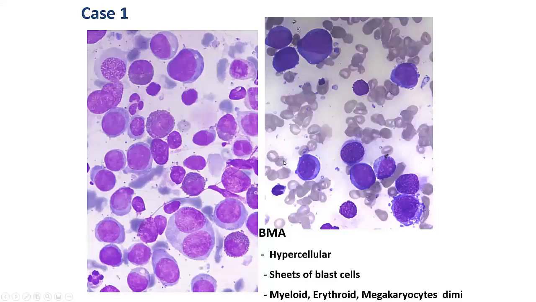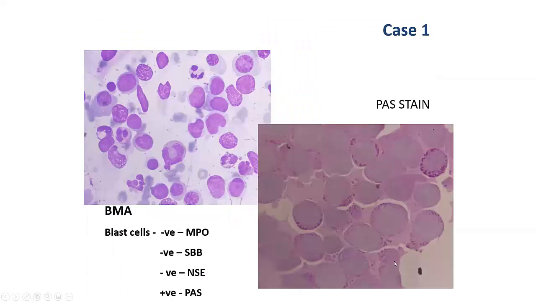Now this is the other picture of this case, where again you find that the cytoplasm is basophilic, with open chromatin and prominent nucleoli. Then you find binucleated cells. There were some quadrinucleated cells also. There were very few eosinophils, but this was the picture given to you. So what we had was a hypercellular marrow with sheets of blast cells; myeloid, erythroid, and megakaryocytic cells were all diminished.